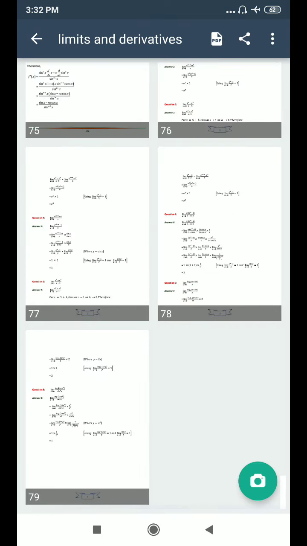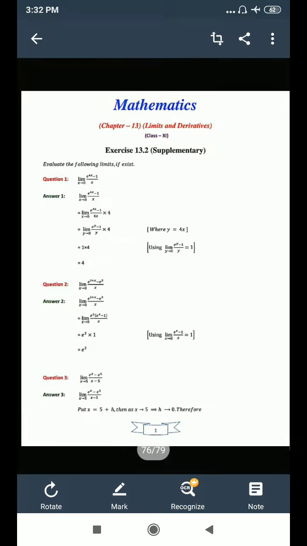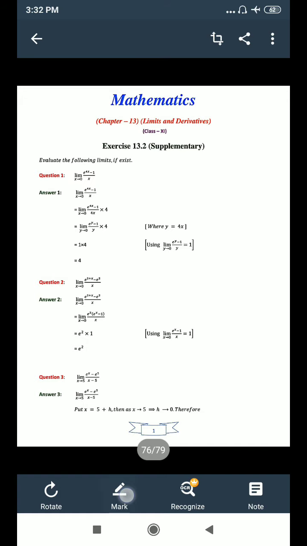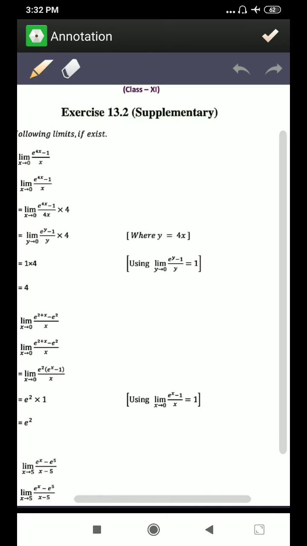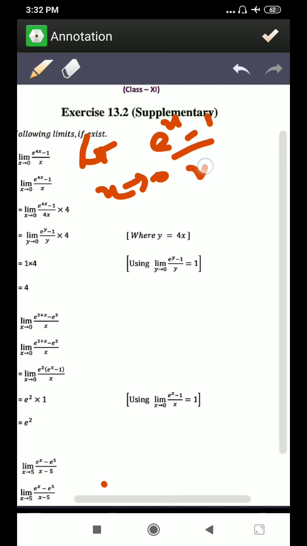The supplementary portion mainly has limits related to exponential functions etc. So before solving it, I will give you two, three formulas which will be used in this particular exercise. One of the formulas is: limit x tends to 0, e raised to power x minus 1 divided by x is equal to 1. You have to keep in mind that whatever power is there on e, it should tend to 0, and the same thing should be there in the denominator also. Then only we'll put it equal to 1.